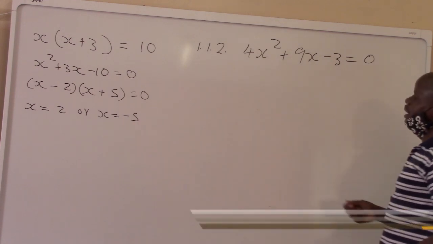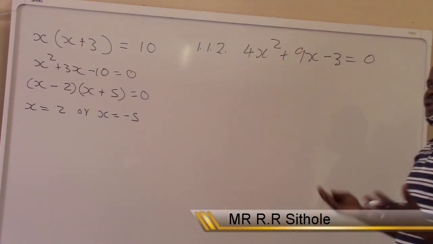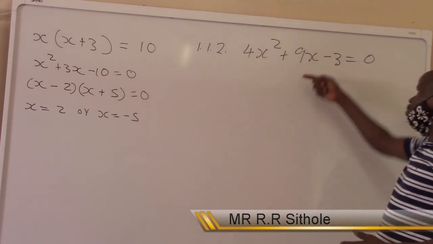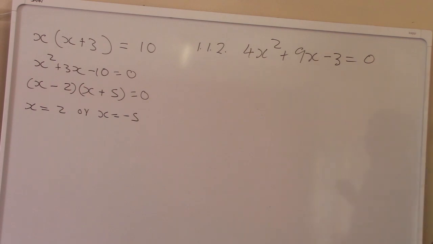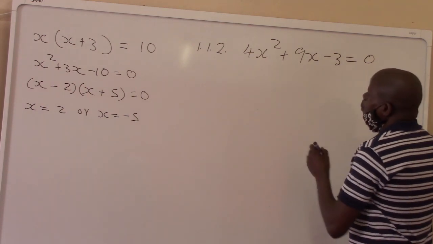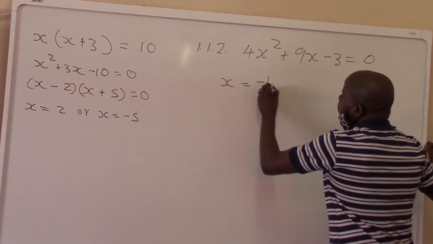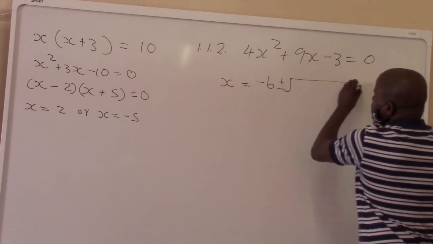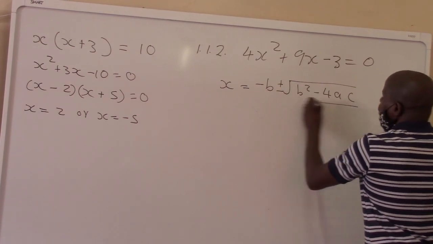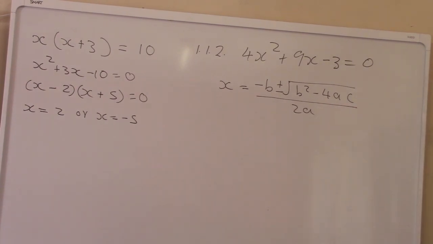What is happening here is that once they tell you correct to 2 or whatever decimal places, it means they are telling you to use the quadratic formula. To use that quadratic formula, x is equal to minus b plus or minus the square root of b squared minus 4ac, all over 2a. That is the formula that should be used.